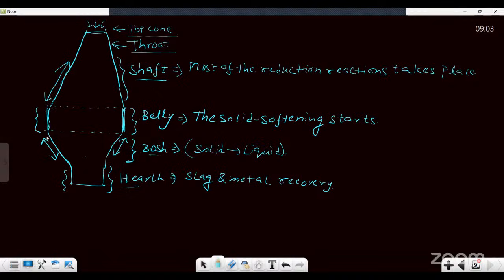Now, another thing which is important: if I'm talking about this blast furnace as a whole, there are copper cooling plates also. Those are called the staves, STAVES. They are basically all around this. There are copper cooling plates.